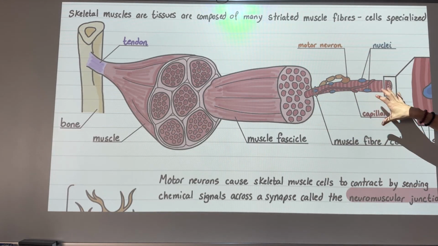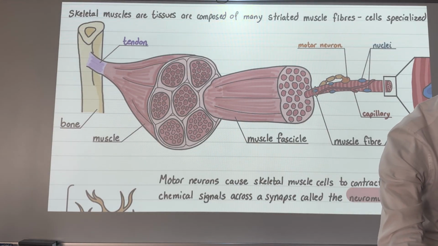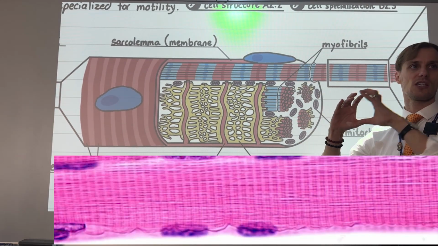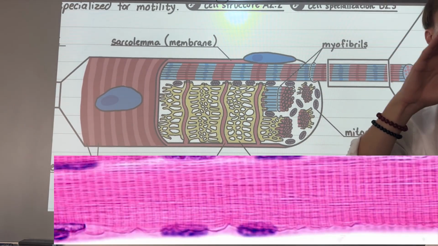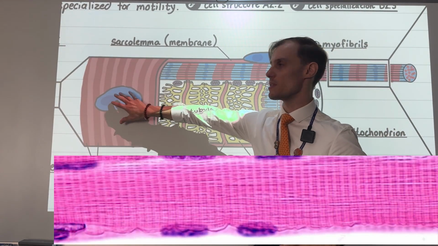So let's now zoom in to the interior of a single muscle fiber or muscle cell. And that's what this part is right here. So this is just a single portion of one muscle cell. So this is the outside, that would be the nucleus.